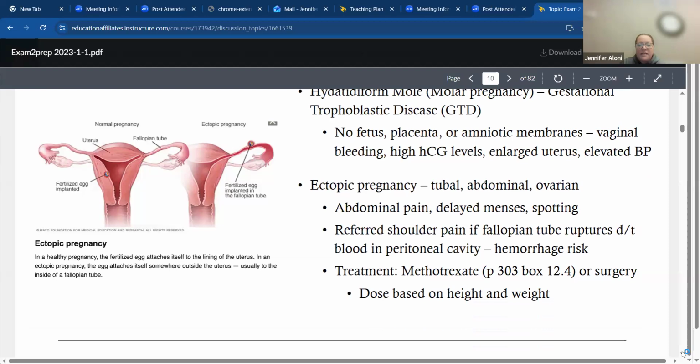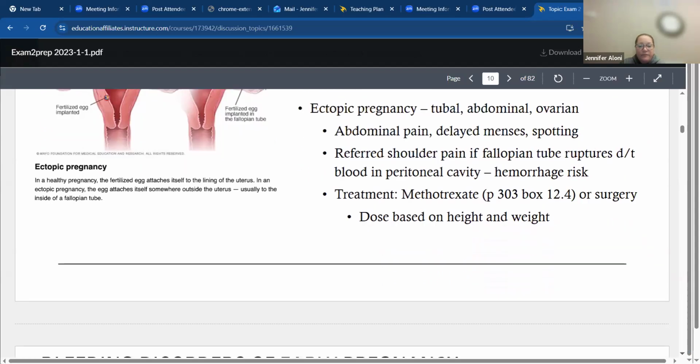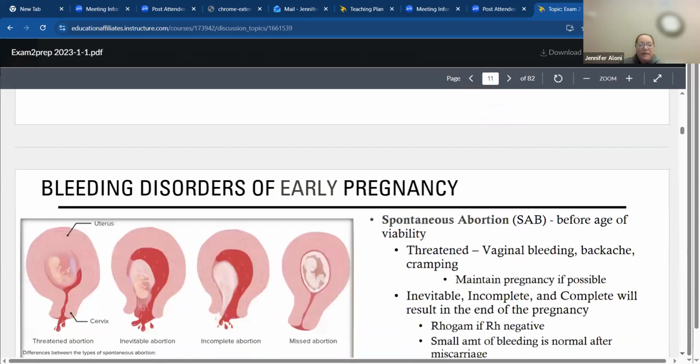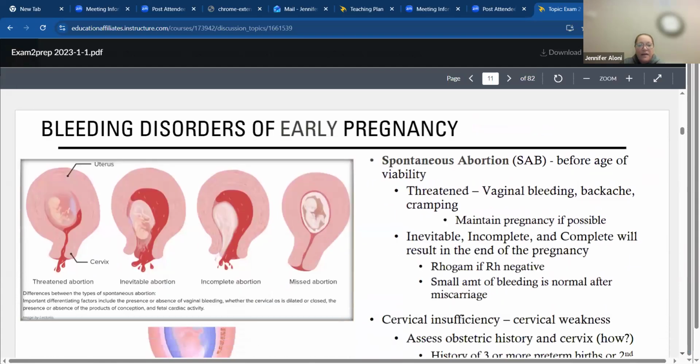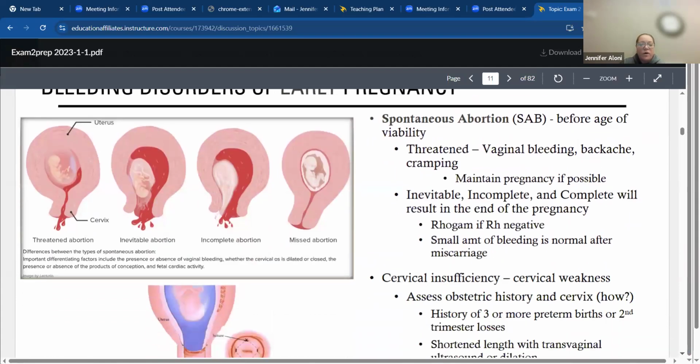We have ectopic pregnancy, which can be tubal, abdominal, ovarian. You're going to have abdominal pain, spotting, things like that. That's not a baby that's viable. Okay. We have spontaneous abortions before age of viability. So what that means is that they lose the baby before they're able to survive.